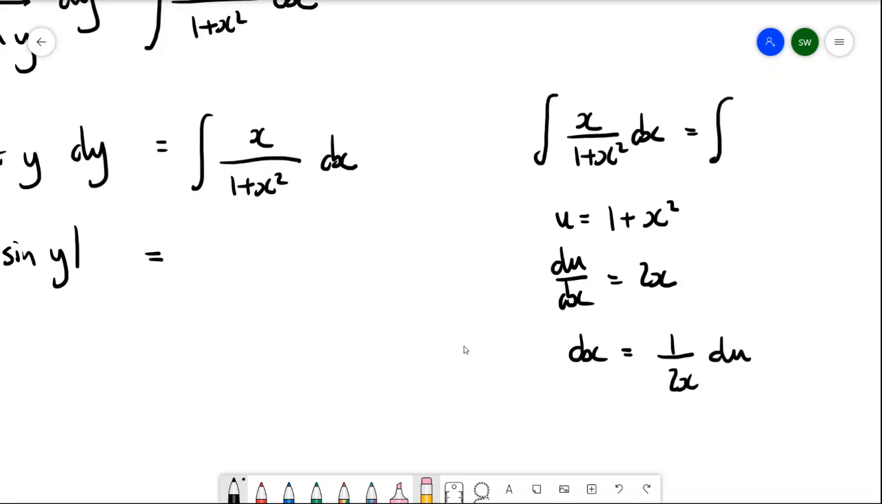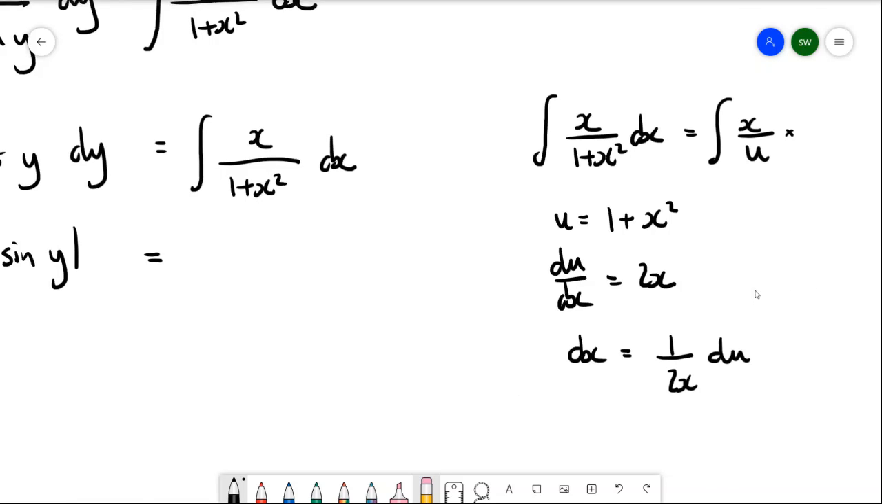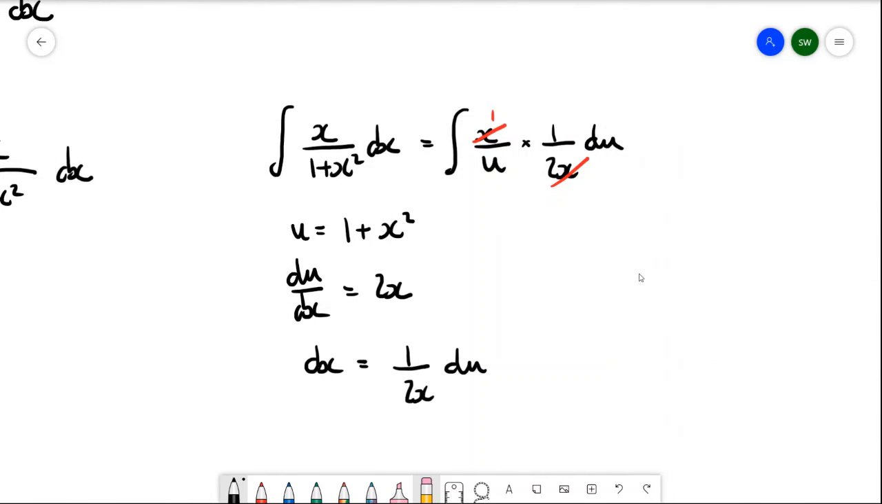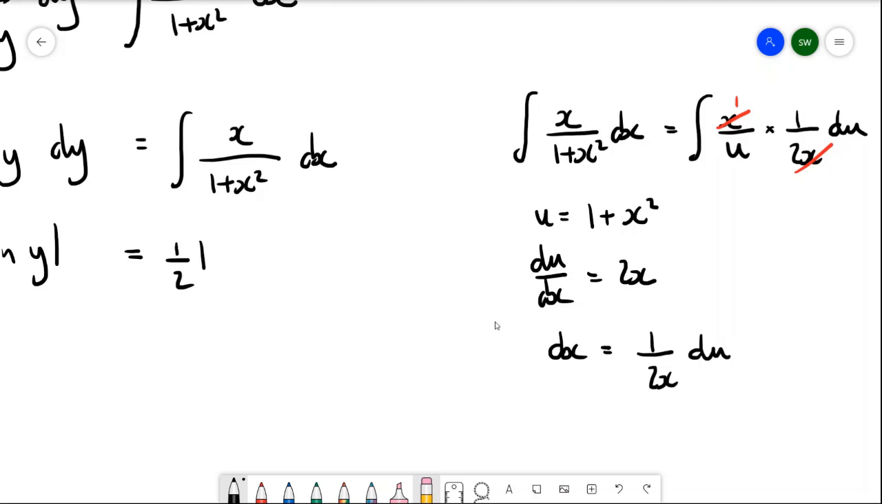So I'm going to write this as the integral of x over u, and we're going to replace dx with 1 over 2x du. This substitution has worked because the x's are going to cancel out. So I've got a half times 1 over u, and that's going to integrate to a half natural log of u. But u is equal to 1 plus x squared, so it's a half log of 1 plus x squared. So let's put that on the right side, a half log of 1 plus x squared.